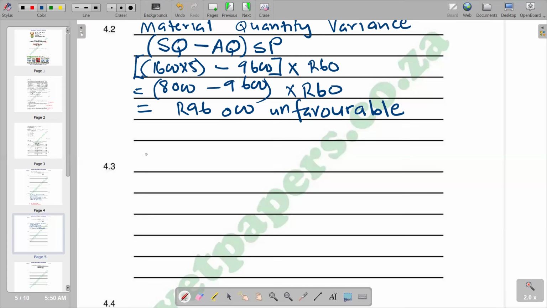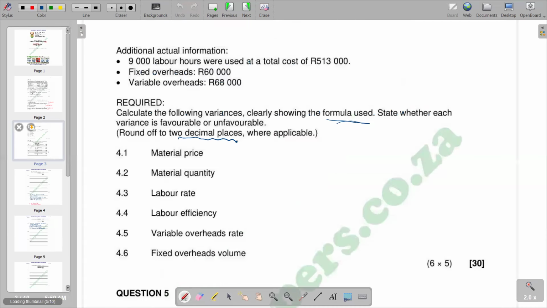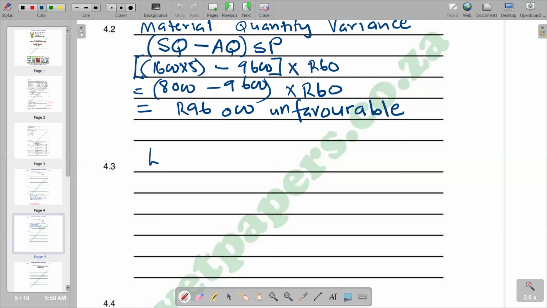Then we go to 4.3. 4.3 is labor rate variance. Labor rate variance. So we have got a rate that we want to take into account. So we are saying labor rate.